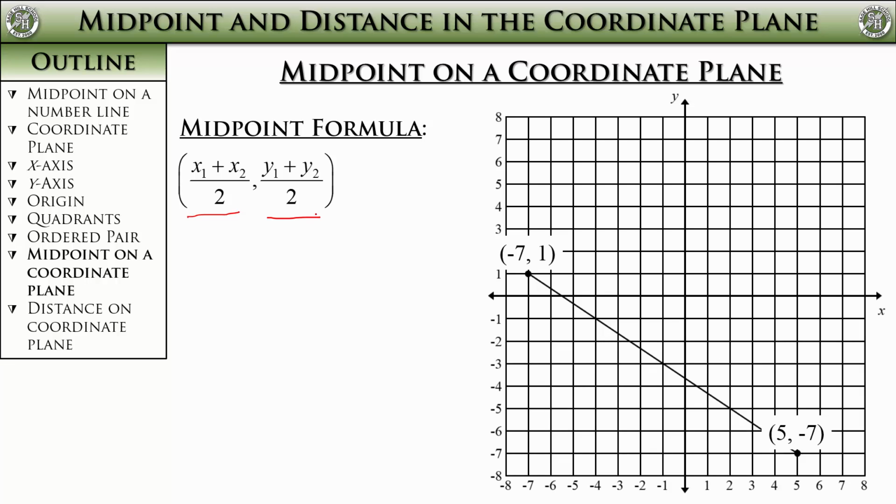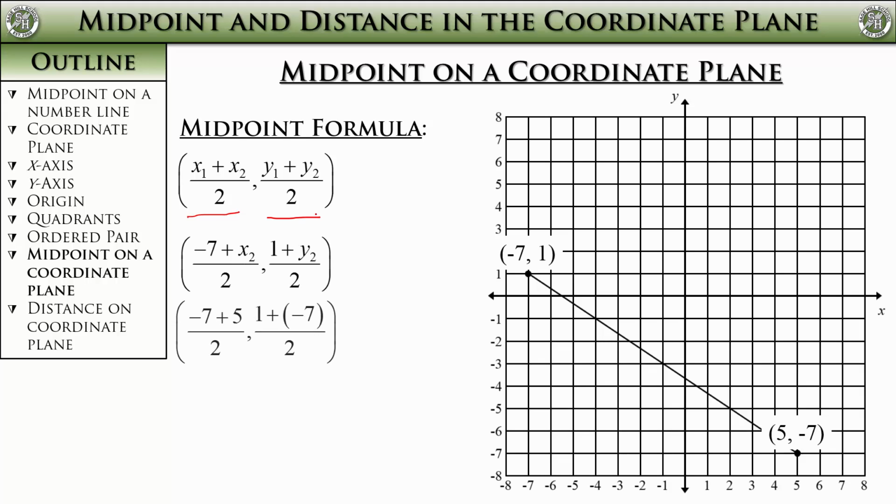So to use the formula, plug in our first coordinate in for x sub 1 and y sub 1. It doesn't matter which coordinate you choose to use first. I will use the point (-7, 1). Then plug in the second point, then add, then divide, and there's our final answer. The midpoint is at (-1, -3). That's how the midpoint formula works.